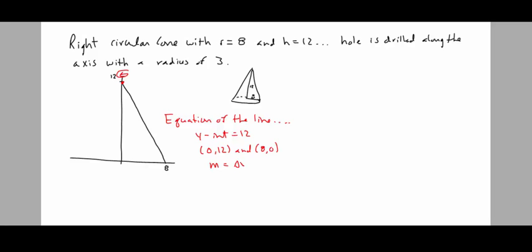So my slope would be that change in y over the change in x. So I'd have 12 minus 0 over 0 minus 8. So 12 over negative 8 is a negative 3 halves. So the equation of my line then is y equals negative 3 halves x plus 12. So that's the equation of this line, y equals negative 3 halves x plus 12.